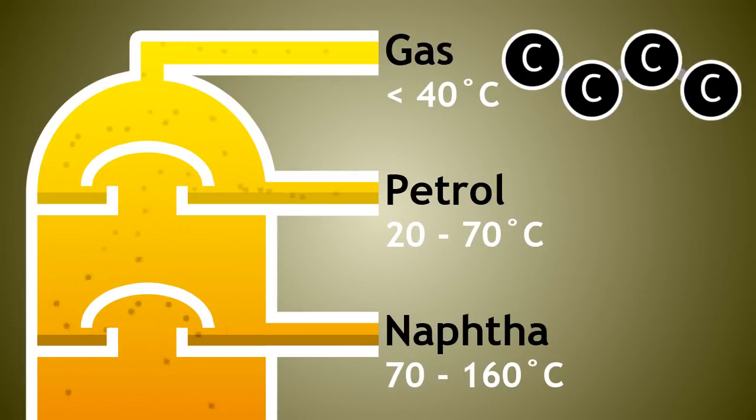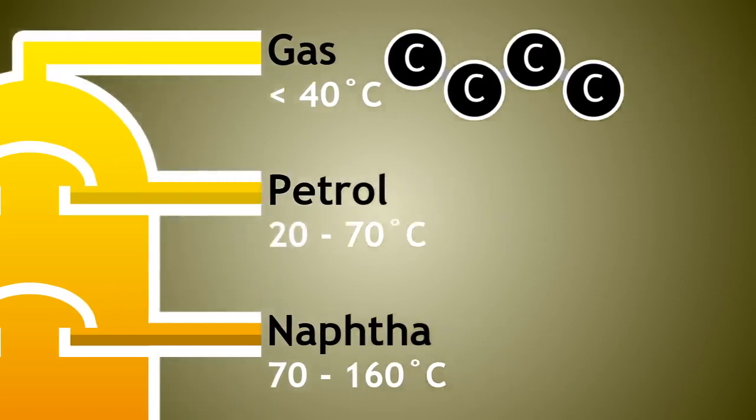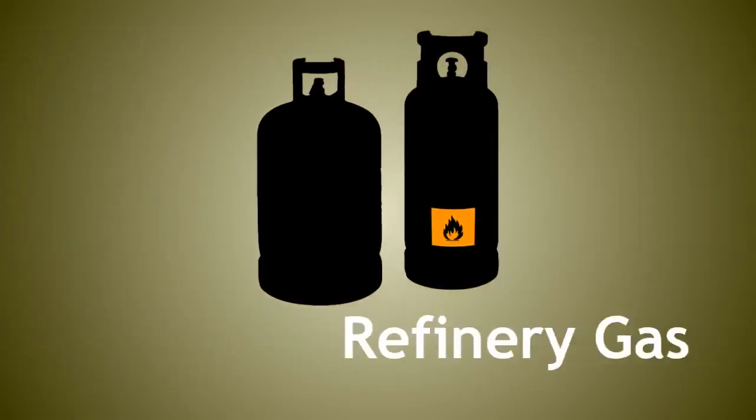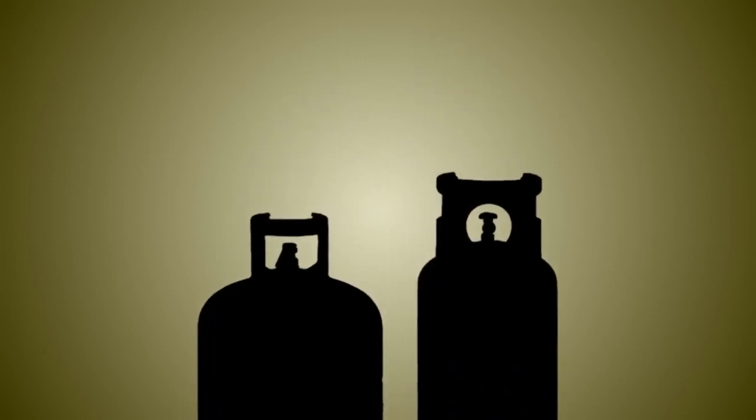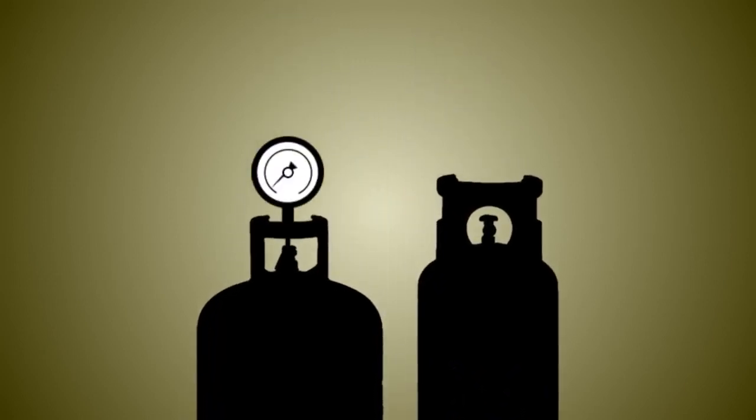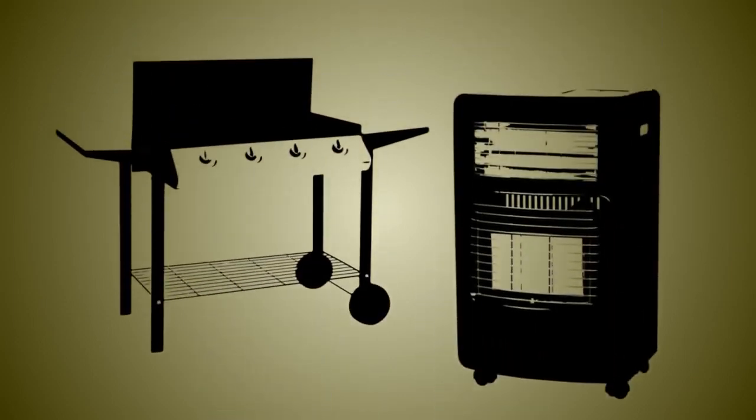This fraction has such a low boiling point that it is still a gas when it is removed from the very top of the fractionating column. This fraction is known as refinery gas or bottled gas. Bottled gas because it can be stored in bottles under high pressure. You could well have seen bottles of propane or butane running barbecues or heaters in your home, and these are examples of the refinery gas fraction.